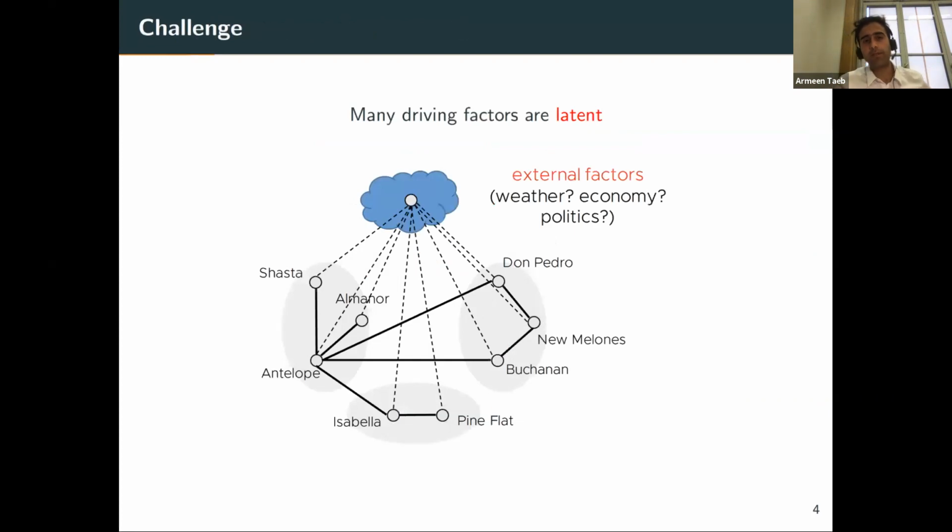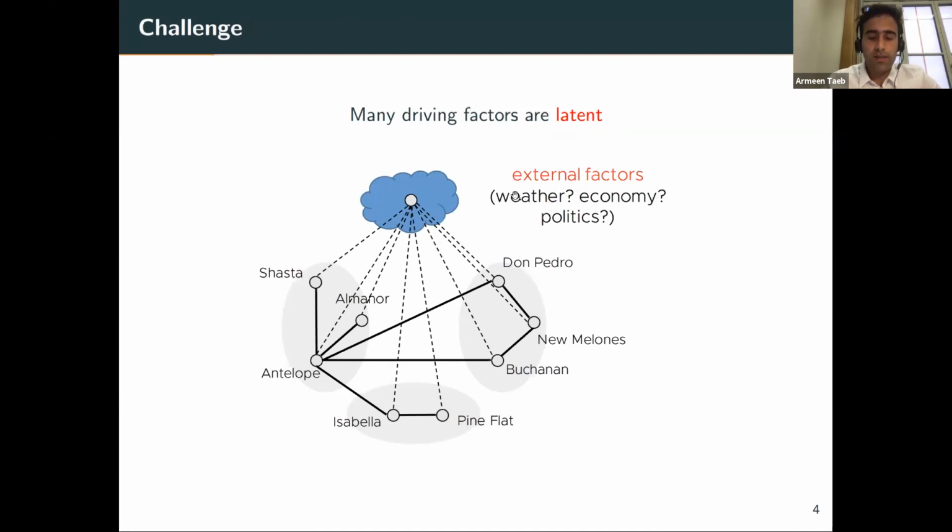Now, you typically learn these graphical models from data, but the challenge that arises is that there are many driving factors of the reservoir system that are latent. So I'm here denoting this latent variable by this node in the cloud at the top. Now, these external factors could be due to weather, economy, politics, some of which may be known, most of which are unknown, either unknown or very difficult to model.